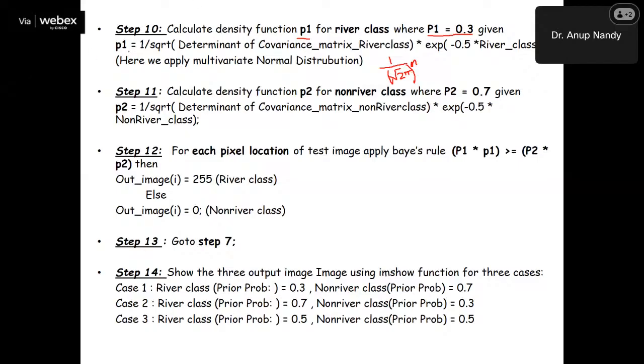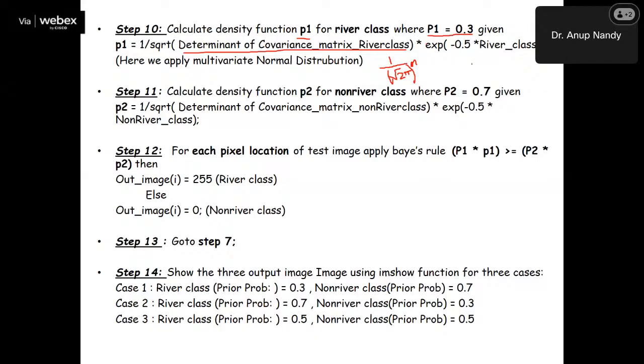So we are starting: P1 is equal to 1 by square root of determinant of the covariance matrix. This is nothing but 1 by root over 2 pi to the power m, which we are not going to write. We are going to write only determinant of sigma to the power half. So determinant of sigma to the power half is a square root of these things, which I have already explained.